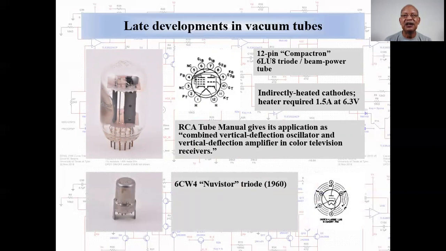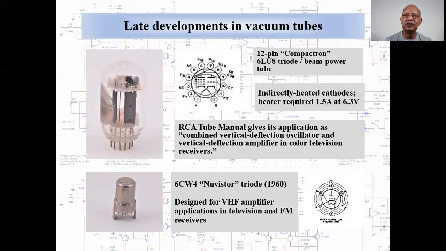The pinnacle of development in the vacuum tube was the RCA New Vista series, introduced circa 1960. This is a 6CW4 triode. The compact size of the New Vista made it suitable for VHF and UHF applications.